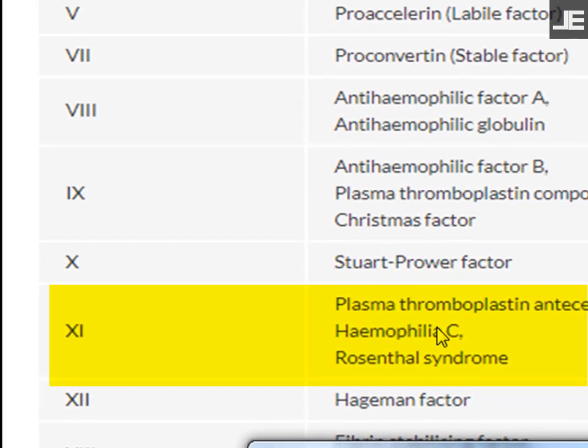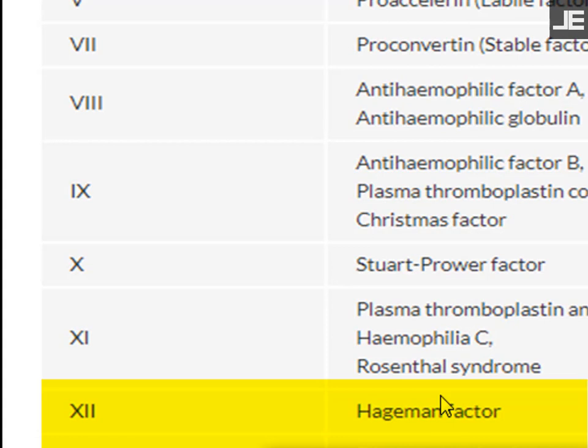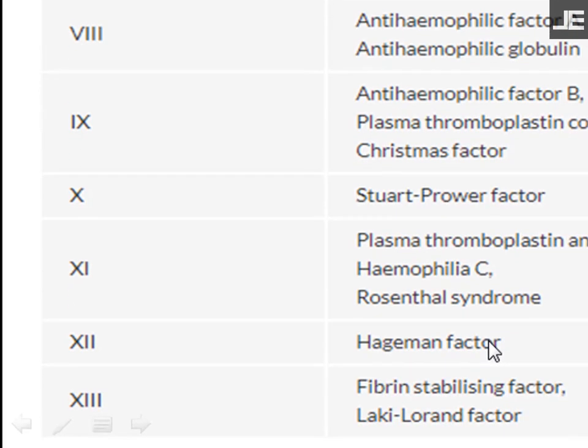And lastly, my favorite factor is the contact or glass factor. Some people call it the Hageman factor. That's factor number 12. Don't you ever forget the Hageman factor. Factor number 12 has three names: Hageman, contact factor, and glass factor. So anyone you call it works.